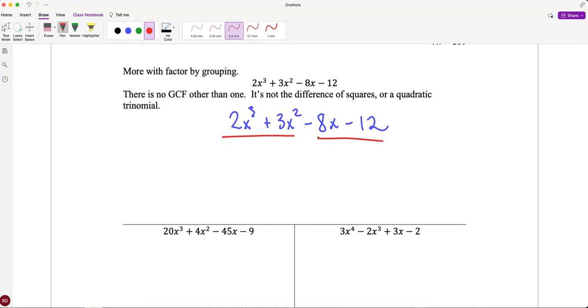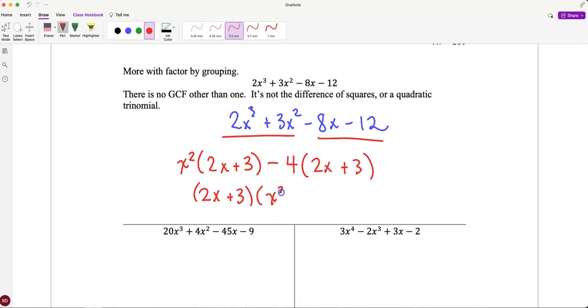What can I factor out of the first 2 terms? Well, it looks like an x squared. And that's going to leave me with what? 2x plus 3. Copy down the minus sign. Now look at the 8 and the 12. What do they have in common? They have in common a 4, but technically it's a negative 4. What do you multiply negative 4 by to get negative 8x? That's 2x. What do you multiply negative 4 by to get negative 12? That's positive 3. So now I can factor out a 2x plus 3 times x squared minus 1.